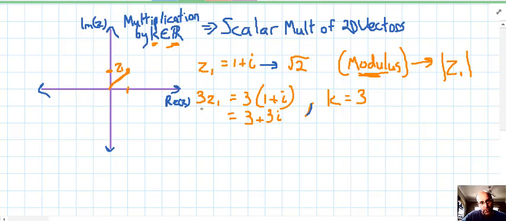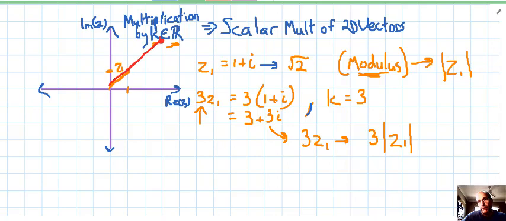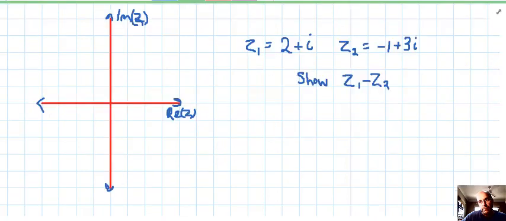Now, if we multiply it by a real number, we have triple basically the length, so the modulus becomes 3 times. So that will be the modulus there of 3z1. So 3z1 has a modulus of 3 times the original complex number. If we drew it, its length would be 3 times the length, out to there. So it works the same way as it does on 2D vectors.